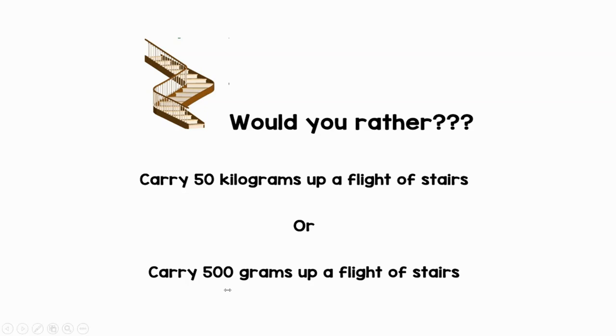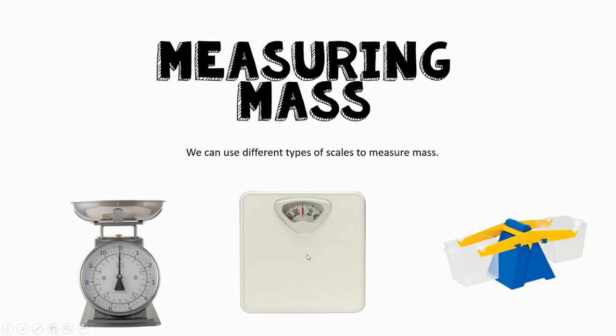So let's go ahead and start with our lesson today. We are learning about how to measure mass. And if you look at the three pictures here, we can see that we can use different types of scales to measure mass. And maybe you've seen one of these scales either at home or maybe at school. We've got the kitchen scale. We've got a bathroom scale. And then we've got the pan balance scale. And you've probably seen these at school and you've probably worked with them in second grade and first grade and even kindergarten.